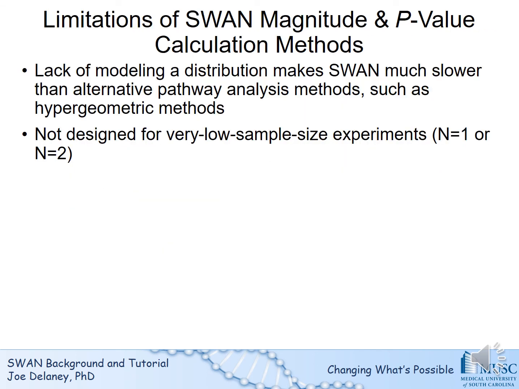There are limitations to this. The lack of modeling a distribution makes SWAN much slower than some alternative pathway analysis methods, such as the hypergeometric methods often found in GO analysis. And this really is not designed for very low sample size experiments. So if you only have 1 or 2 samples, well, this is a distribution. So Wilcoxon rank sum does not work at all for 1 or 2, and it doesn't work very well for even sample sizes of 3, 4, or 5.